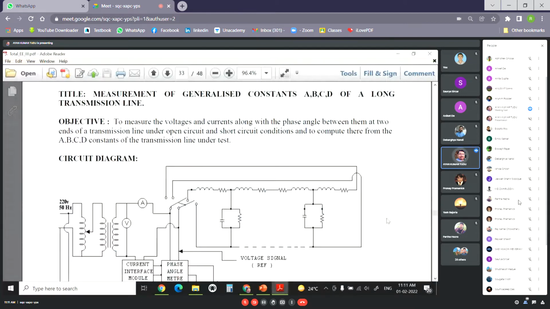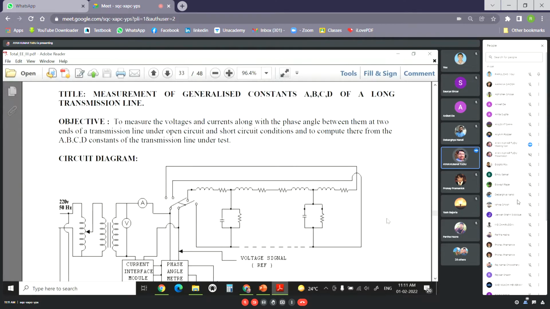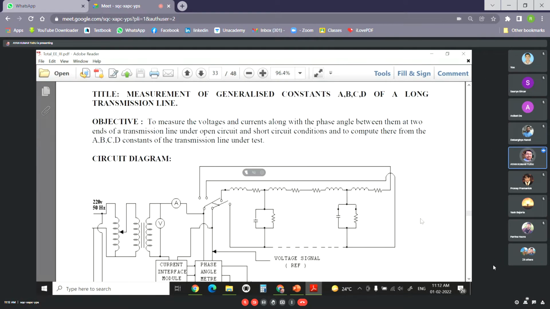Yes, as I was saying, we did find out the ABCD parameters of a long transmission line in our power system planning and design classes. So in this class, we'll be finding them again through the open circuit test and the short circuit test.